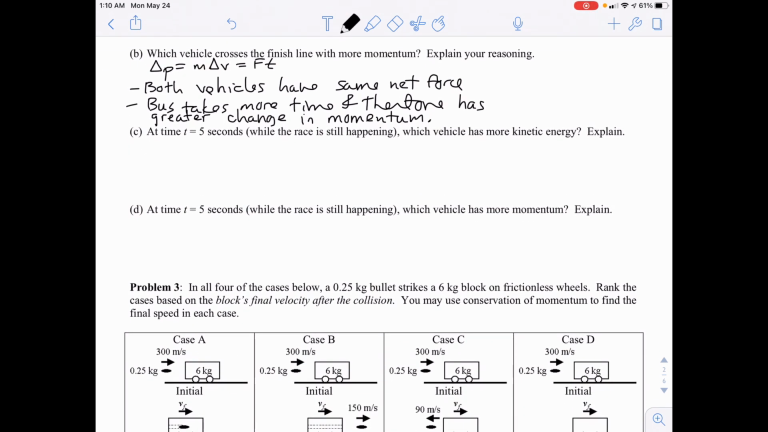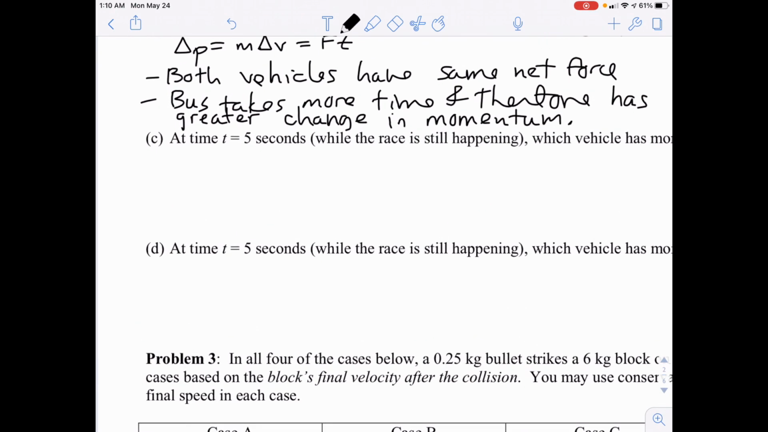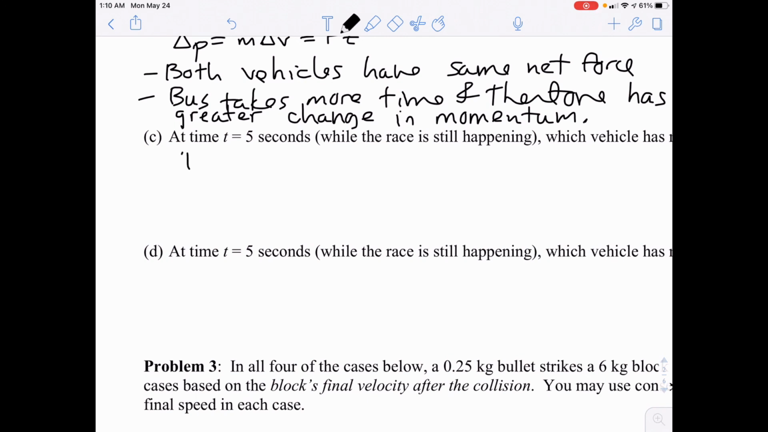Part C. At time t equals 5 seconds, while the race is still happening, which vehicle has more kinetic energy? Explain. Well, the car will have more kinetic energy. Why is this? Well, again, the change in kinetic energy is related to the work, which is equal to the net force times distance.